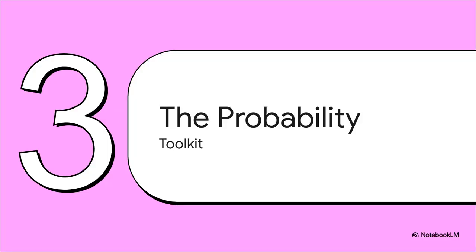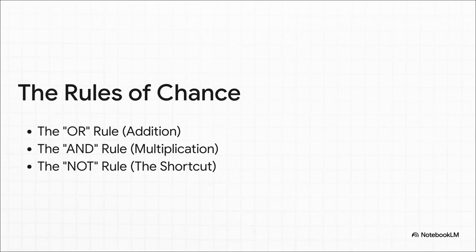Okay, so we've got our counting rules, the whole AND/OR thing, and we know that probability is just a fraction. Now it's time to put all of these pieces together into a really powerful little toolkit that'll help us solve all kinds of problems. This toolkit is basically made of three main tools, and they're going to look super familiar. We've got the OR rule, which is all about addition, the AND rule, which is all about multiplication, and then we've got this awesome little shortcut I like to call the NOT rule.